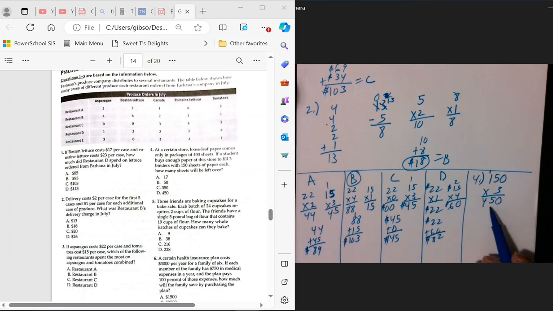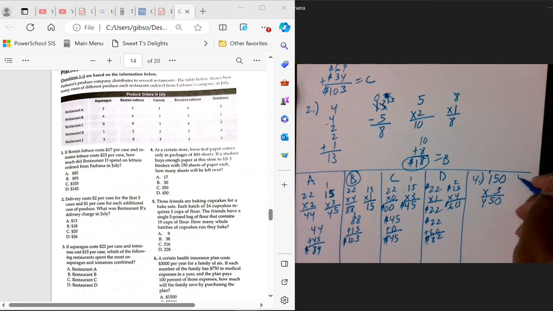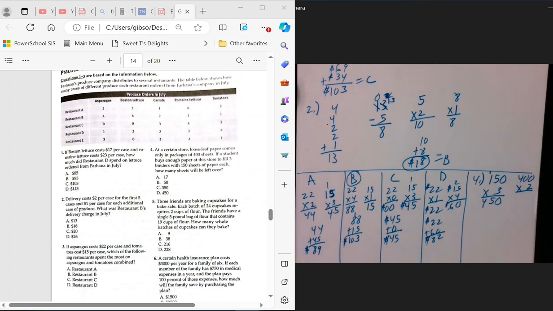So it's 450 sheets, but the packages only come with 400 sheets of paper. So we're going to need 2 packages. So 400 times 2 is 2 times 0 is 0, 2 times 0 is 0, and 2 times 4 is 800. So now we have 800 sheets of paper wherein we will only use 450 of them.